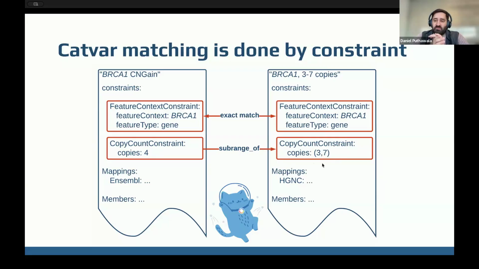So by lining these up, we can very easily see that this category on the left, labeled BRCA1 copy number gain, is really a subset, a subpart, a subgroup of this variant on the right. And so any knowledge associated with the one on the right should also apply to the one on the left, but maybe not necessarily the other way around.